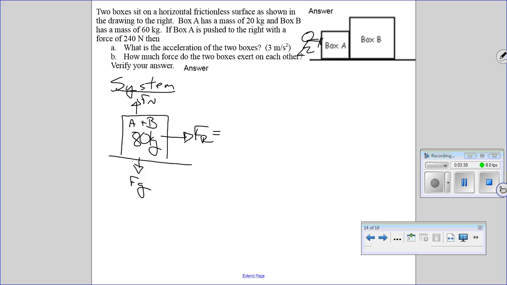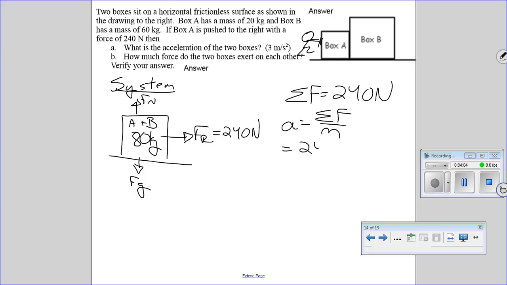Ultimately what we're interested in is the fact that Roy is pushing all this stuff. So here's the force from Roy. He's pushing these boxes together with a force of 240 newtons. Are there any other forces? It's frictionless, so I think that's it. So we can find the acceleration. The net force on the system would be 240 newtons, and therefore the acceleration would be net force over mass: 240 newtons acting on 80 kilograms. So you get 3 meters per second squared.